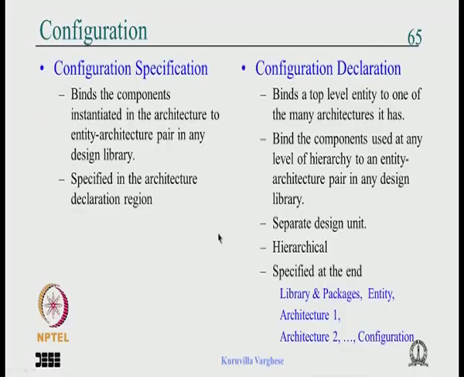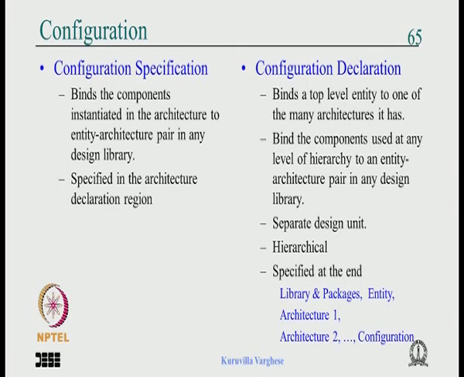and you can even go very specific, that maybe that particular component has multiple architectures. You can say I want this particular component and a particular architecture. So the way to specify that is called configuration, and there are two kinds of configuration: specification and configuration declaration.